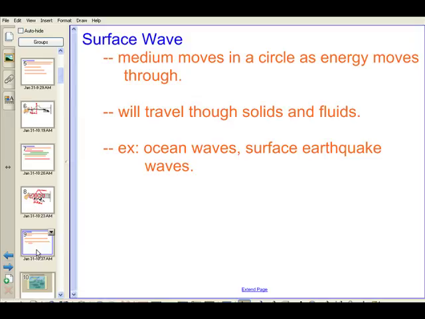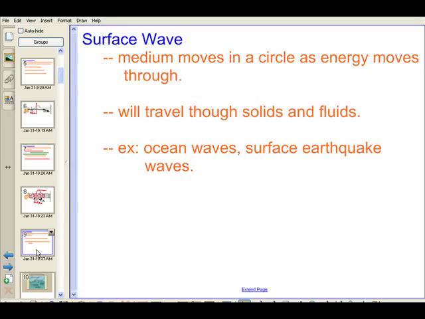Surface waves are the third type. Now this one is in the book, and I'm not quite sure why it's not in the book. The medium travels in a circle. The medium actually goes in a circle.